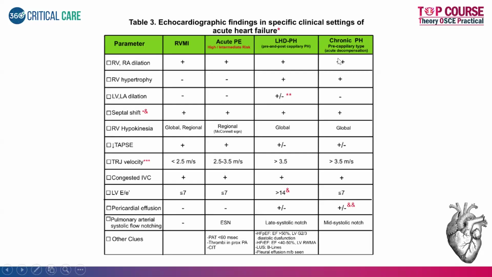So whenever you have to differentiate between acute and chronic, look for hypertrophy, look for pericardial effusion. If you can see these two things and probably regional hypokinesia, these things will help us differentiate between acute events as compared to chronic events.